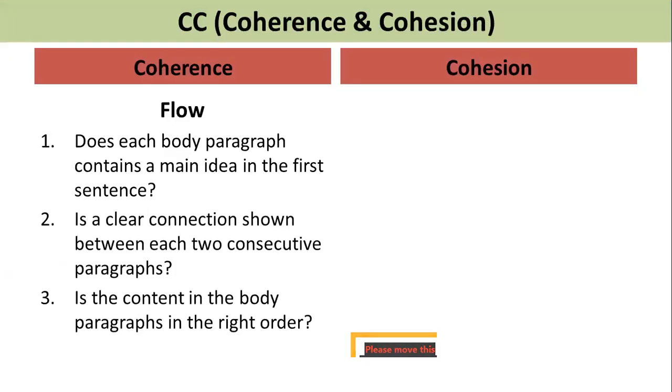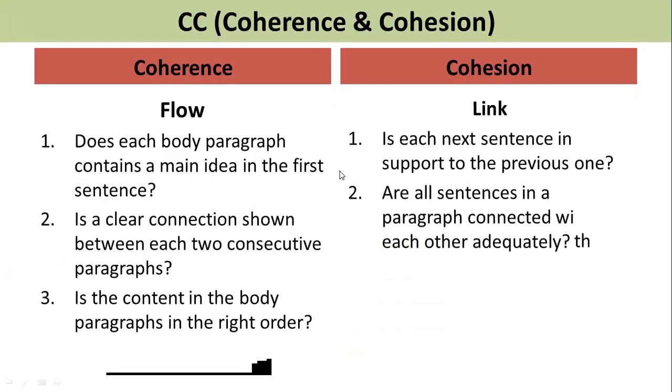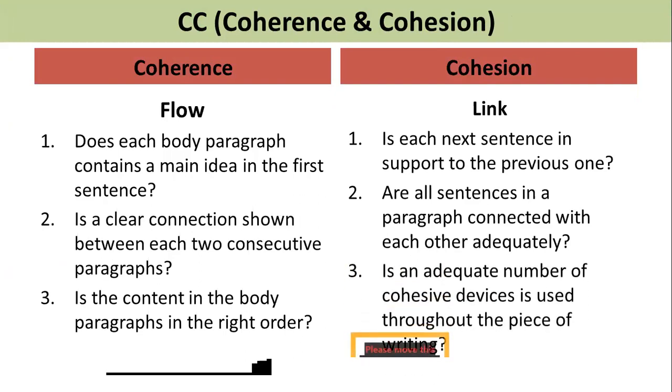So I said that link means each next sentence must be in support of the previous one, and the second thing is that all the sentences in a paragraph must be connected with each other adequately. To connect them, an adequate number of cohesive devices is used. What does cohesive device mean? Connectors like moreover, in addition, as a result, consequently, after that. These are the words used as cohesive devices to make good cohesion in the task. Got it, everyone? Good.